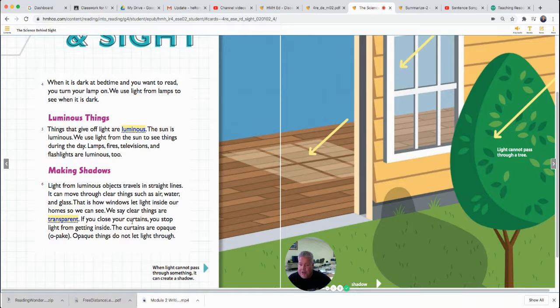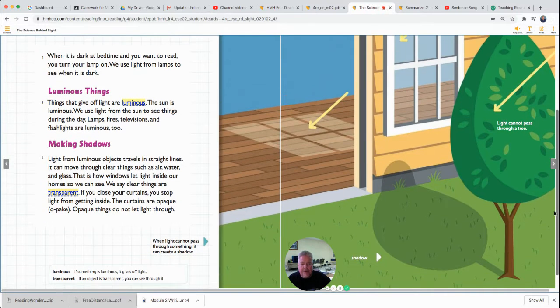If you close your curtains, you stop light from getting inside. The curtains are, look at that word, opaque. Opaque things do not let light through. So look at the wall in your house. No light is coming through the wall. It's opaque. But look at your window. Light is coming through because it's transparent. And when light cannot pass through something, it can create a shadow.